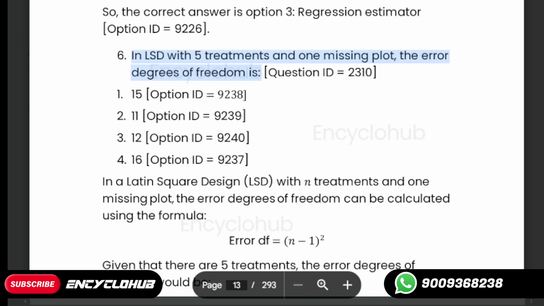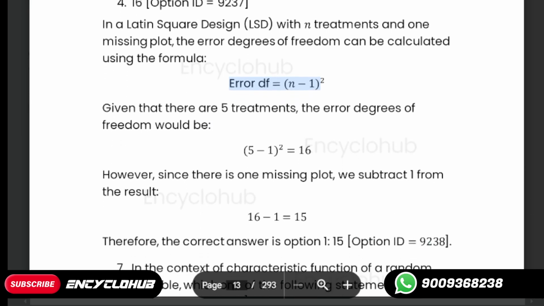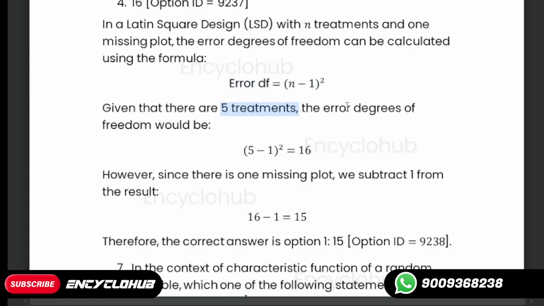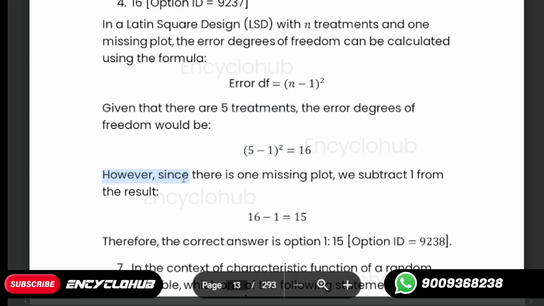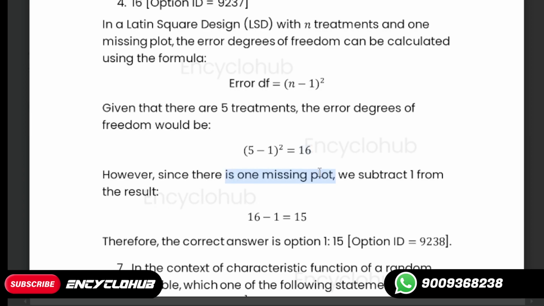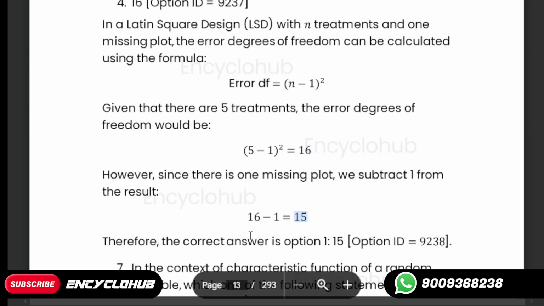In a Latin square design with n treatments, you can use this error degrees of freedom formula, which is (n minus 1) squared. Given that there are 5 treatments, because in the question 5 treatments are given, the error degrees of freedom is (5 minus 1) squared, equal to 16. However, since there is one missing plot, we subtract 1 from the result. So the error degrees of freedom is 16, because one missing plot is here, so 16 minus 1 equals 15. So our answer will be 15, the correct answer.